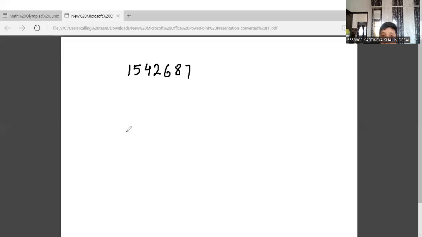So we have a big number, 1542687. Amika, can you tell me whether this is an even number or not? No, it's not an even number. We don't need to check the whole number. We just need to check the last digit. If it is divisible by 2, the number is an even number. If not, the number is not an even number.